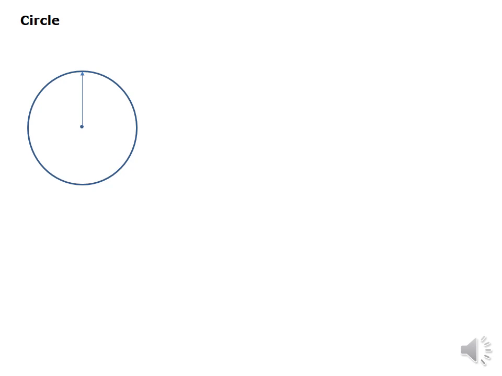Let's take a pen. Okay, so this is a circle and we have a radius, and this is the point, and if you move around the boundary of the circle all along from the first point and then reaching the starting point, this is called one cycle.